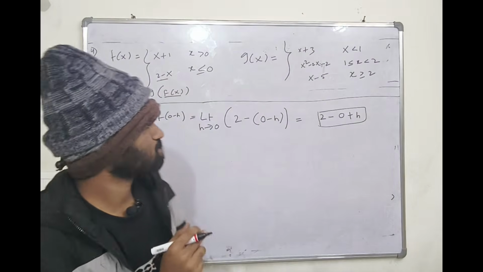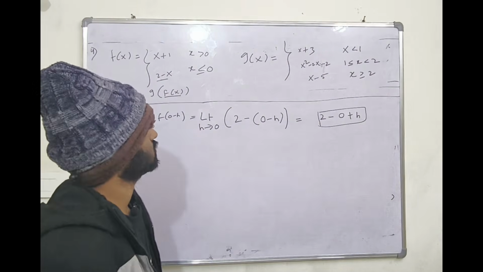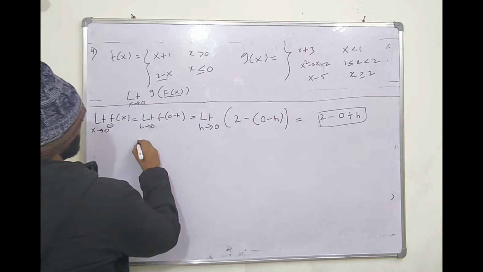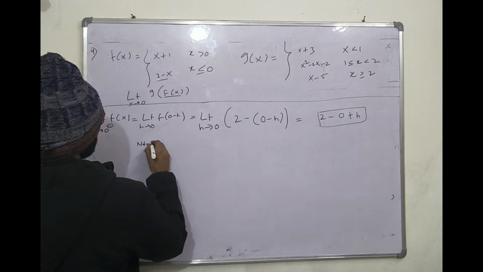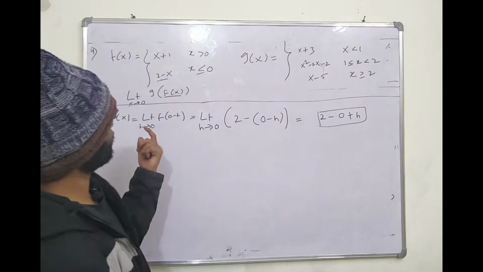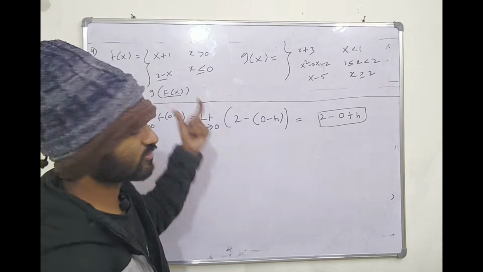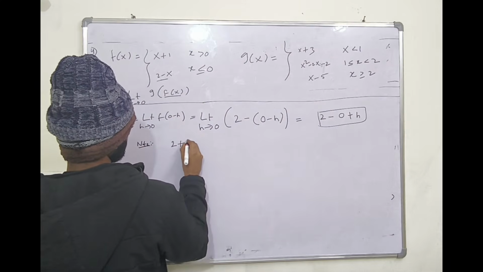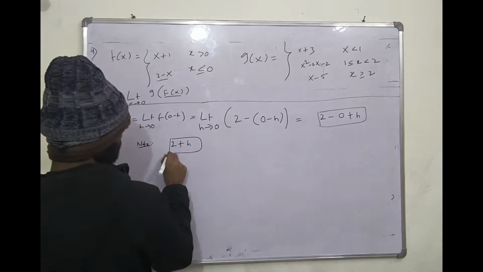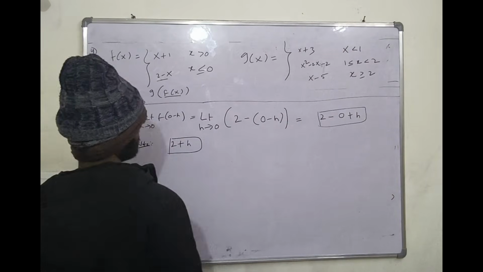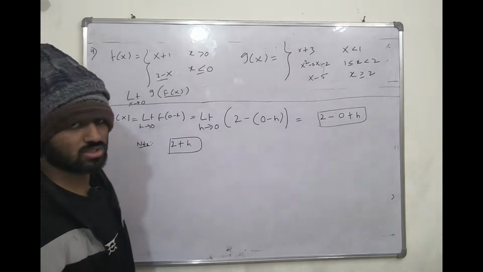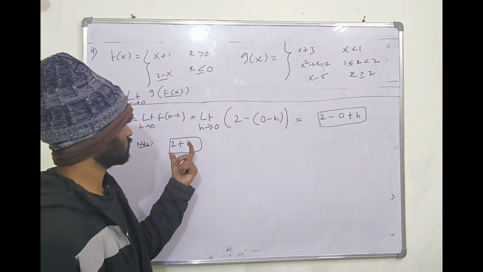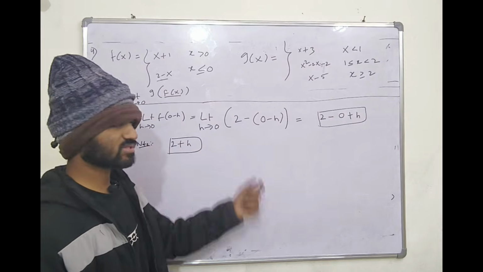And again, here we should also note one more point. When you find the inner limit, limit x tends to 0 f of x, we got it as 2 plus h. Don't try to substitute h equal to 0 there, just leave it as 2 plus h. You should substitute afterwards. So don't try to substitute h equal to 0 here itself.